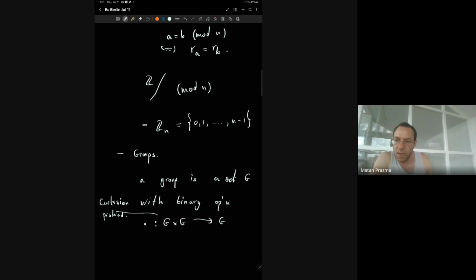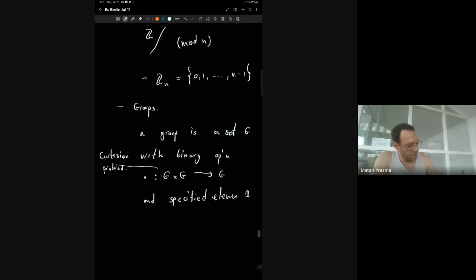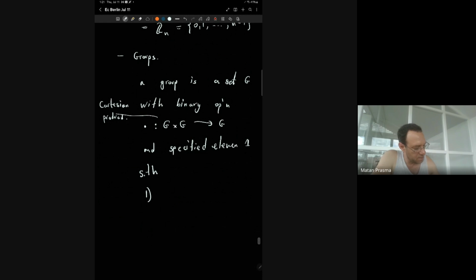And a group is a set with a binary operation and a specified element, which I denote as 1, such that you have three natural axioms. One is that for any A, B, and C in G, if you do multiplication in this way, it's the same as doing multiplication in the other way. This is called associativity.